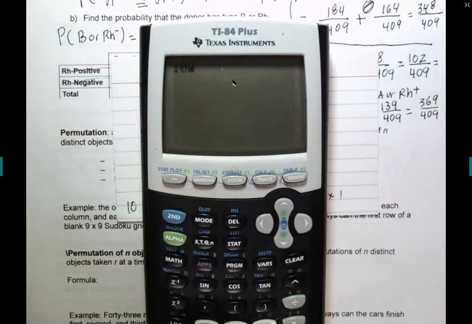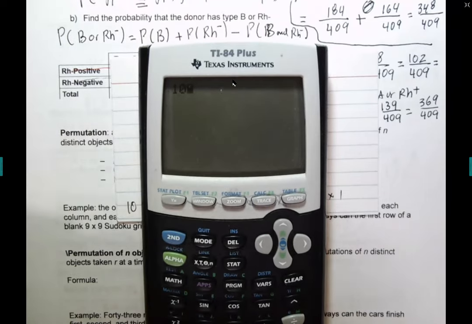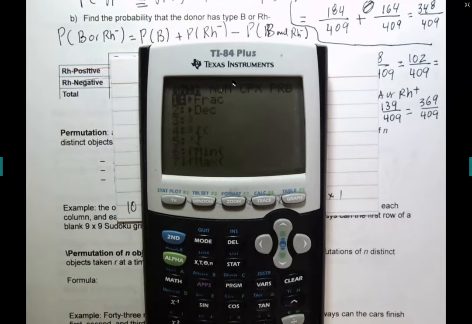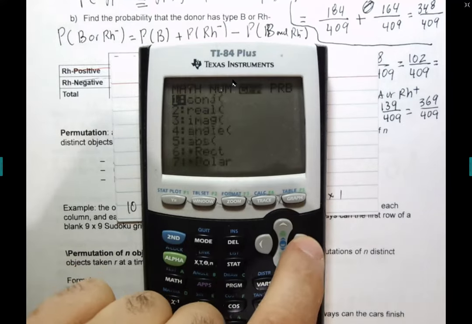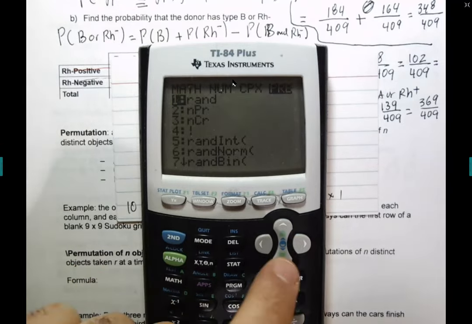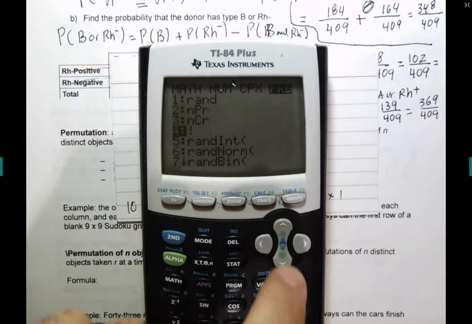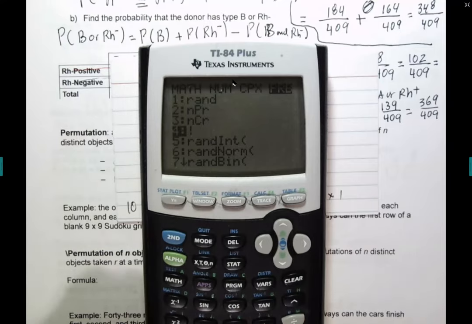10. And then go to math. You need to put the 10 first. Probability. I know many students get shocked when they see how many ways you can seat. 3,628,800 ways to seat 10 people around one table of 10.